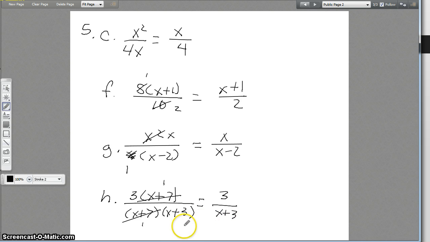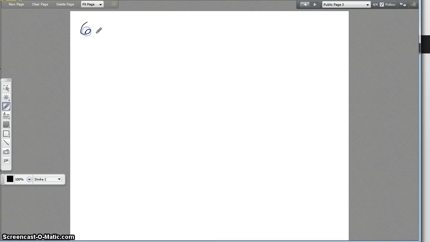So that was number 5, which is just like number 12 that is assigned as homework. So let's look now at number 6. Number 6 says change the following sets of fractions to fractions that have the same denominator. So this is just finding a common denominator.